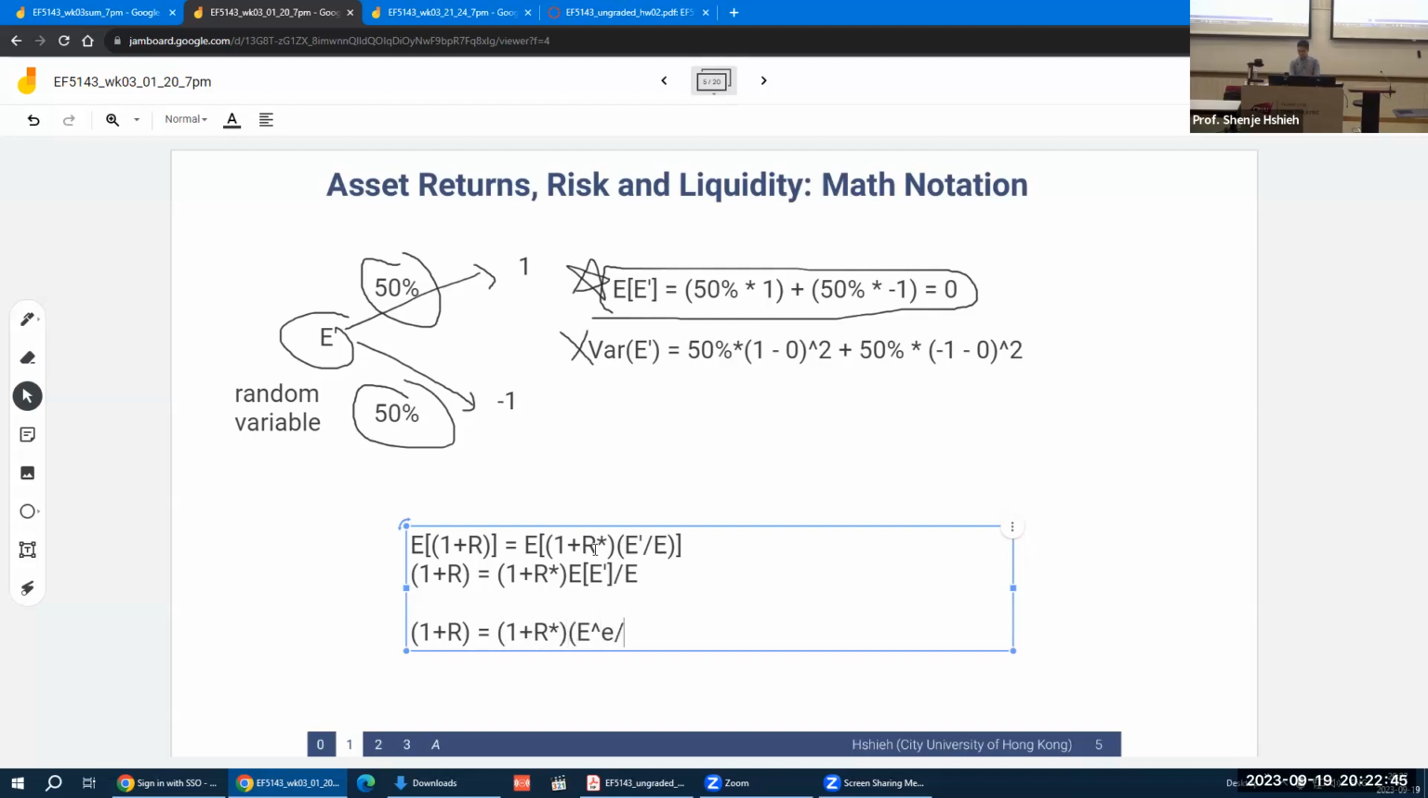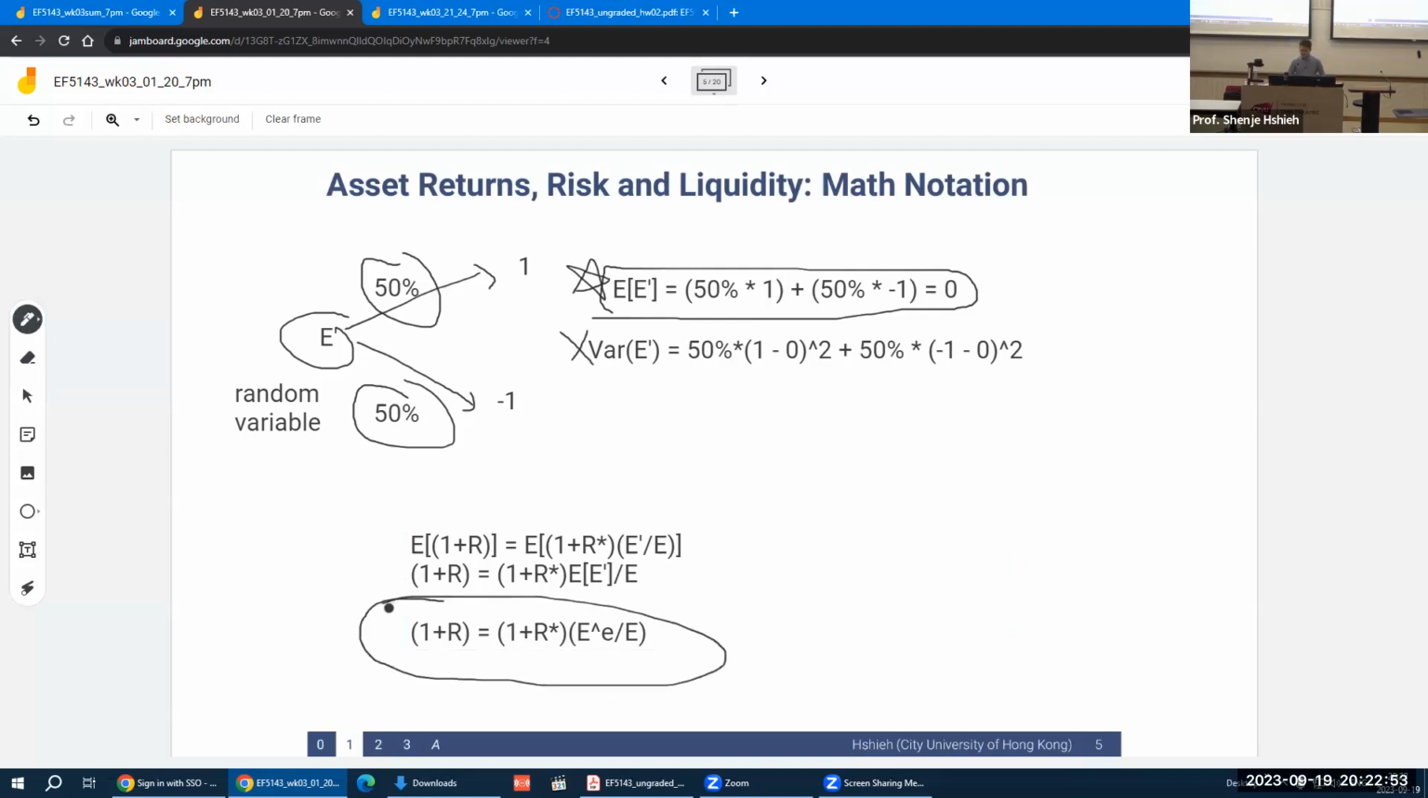E hat E divided by E. So this is the uncovered interest rate parity. And we can use this to figure out how E can move, right? That's the whole point. We want to know how E changes when other parameters change.